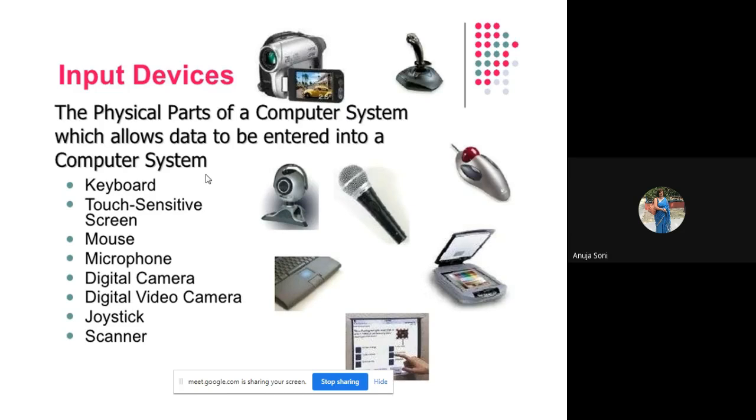By just touching the screen, it senses the data from the point where you touch the screen. So automatically the data will be fed into the system. Similarly, mouse, microphone, digital camera, digital video camera, joystick, scanner. All these are examples of input devices.